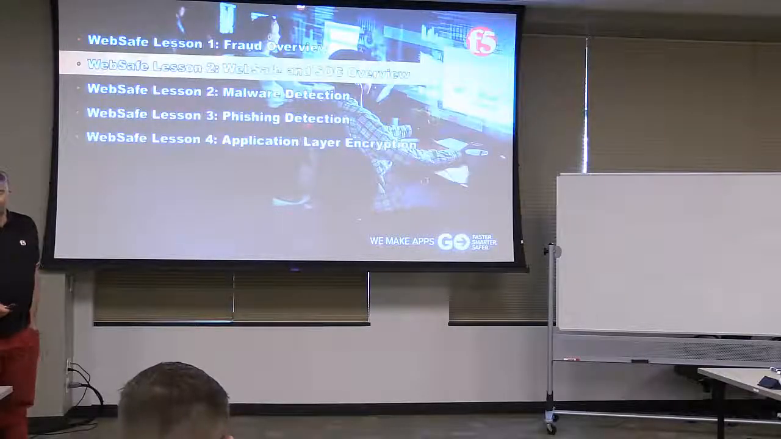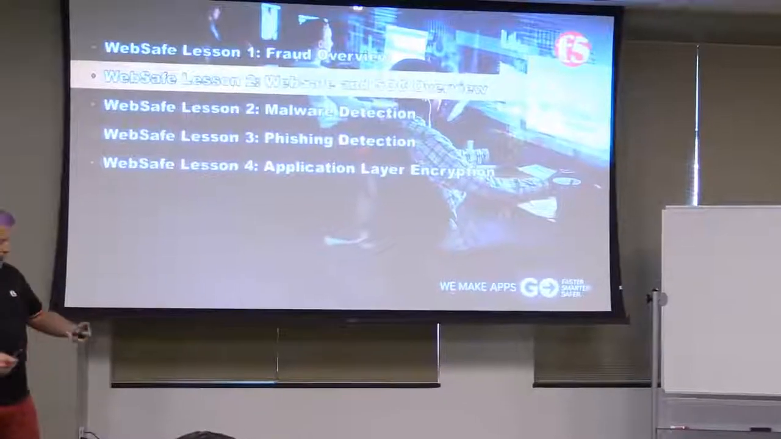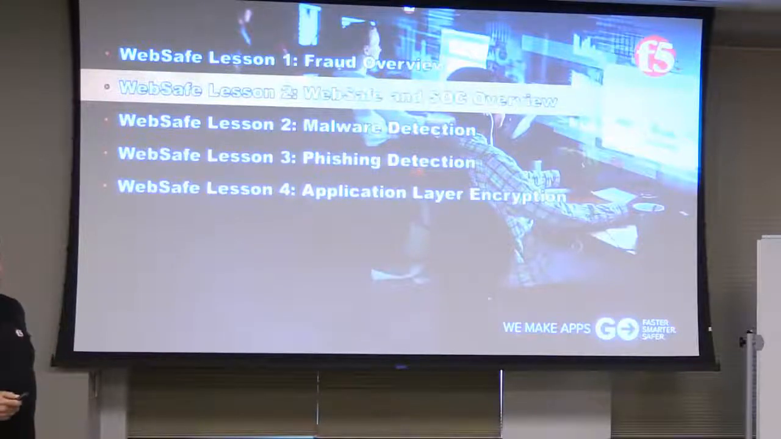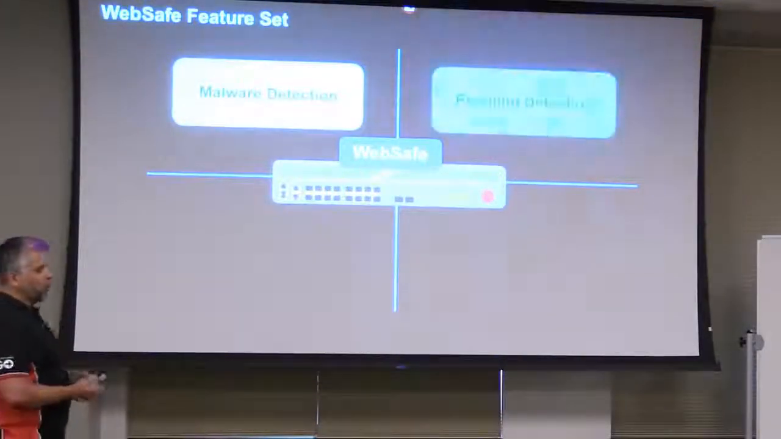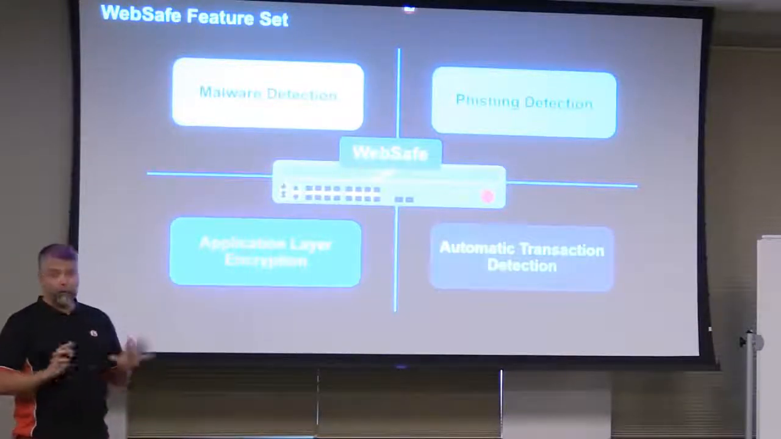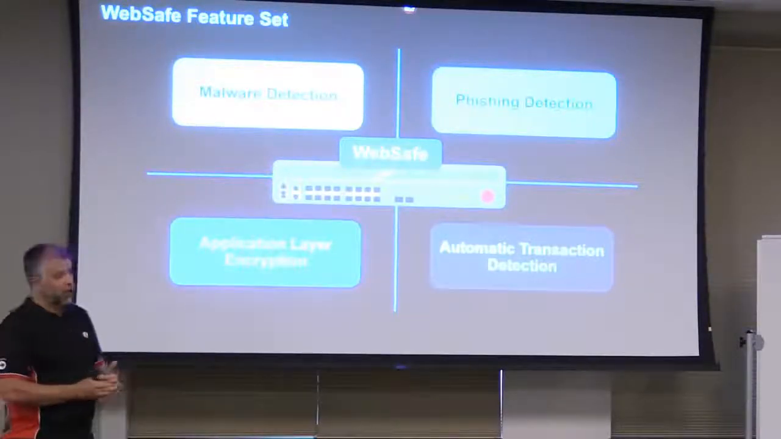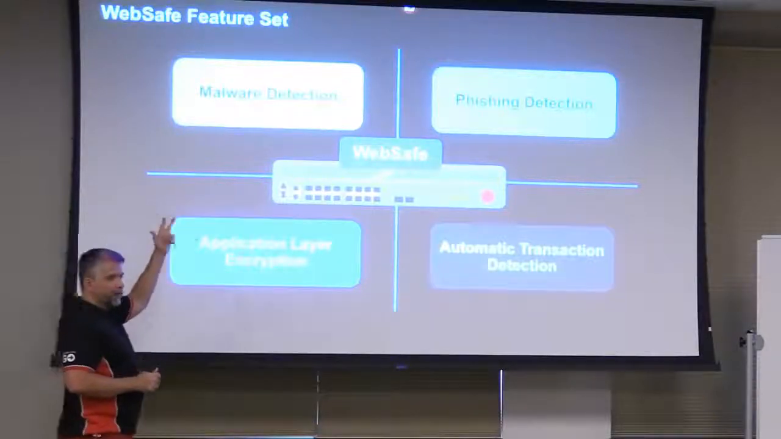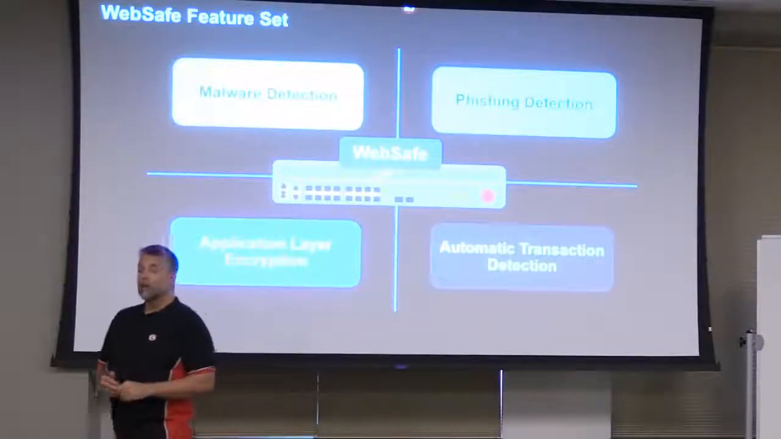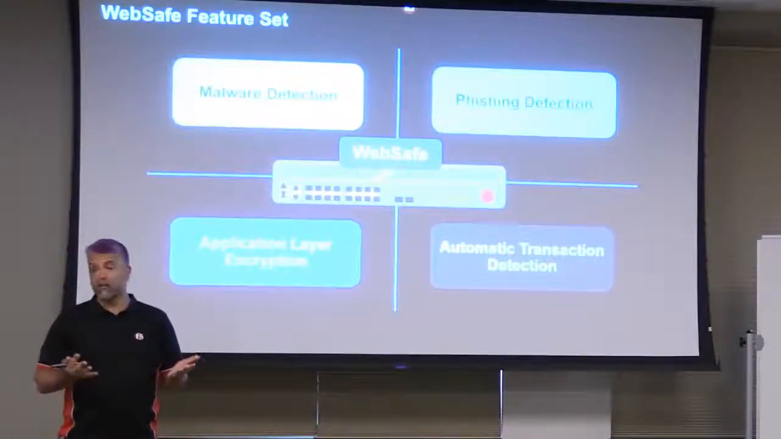So we're now going to move on and talk a little bit more about our product, Security Operations Center, and then we'll move on from there. So WebSafe has four different feature sets that are licensed independently of the others. We're going to talk about three of them today: the malware detection, phishing detection, application layer encryption, and then automatic transaction detection.